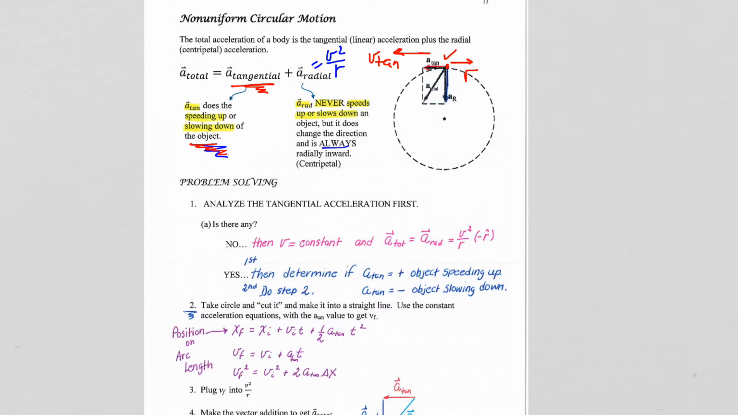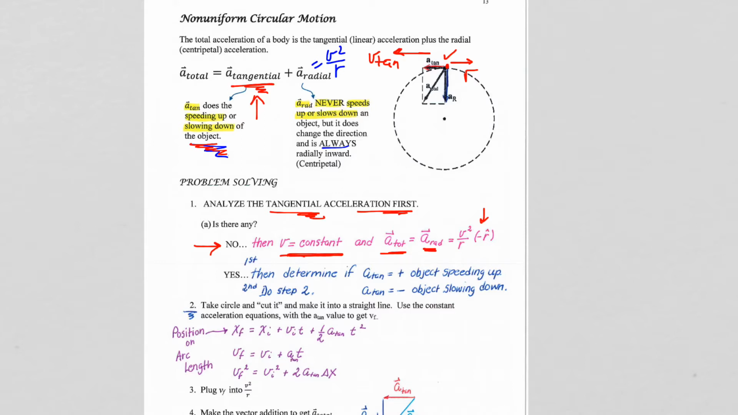The first thing that we need to do is analyze the tangential acceleration first. So A tan first, and I'll explain why A tan first. And when I say analyze, you're asking yourself, is it speeding up or slowing down? Of course, if the answer is no, then we're back to uniform circular motion. V is constant. In this case, the total acceleration equals A radial only, because A tangent in that case would be 0, right? If A tan is 0, you only have A total equals A radial. And we go back to our uniform circular motion, V squared on R, radially inward.